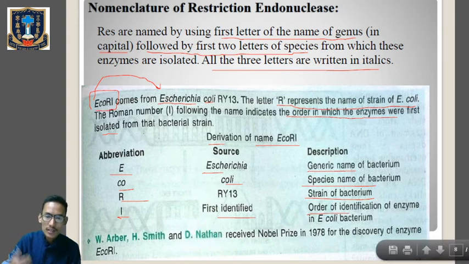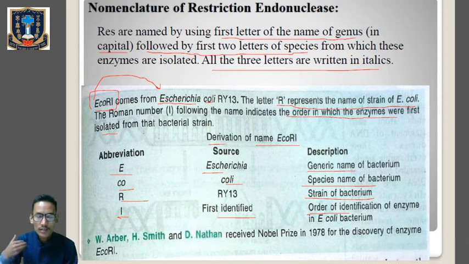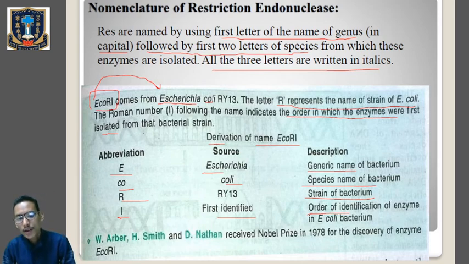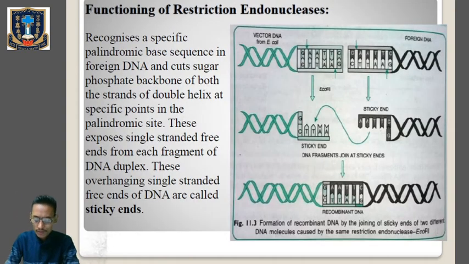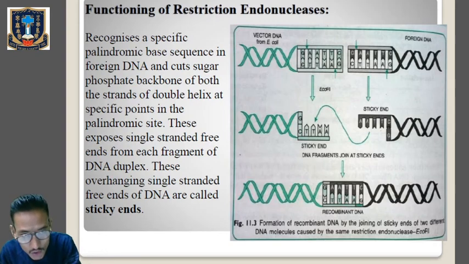Okay, and for the study of this enzyme EcoR1, W. Arthur, H. Smith and D. Nathan received the Nobel Prize in 1978 for the discovery of the enzyme EcoR1. And EcoR1 is a restriction endonuclease enzyme which recognizes the palindromic sequence GAATTC. Okay. Now let's come to the functioning of the restriction endonuclease enzyme.